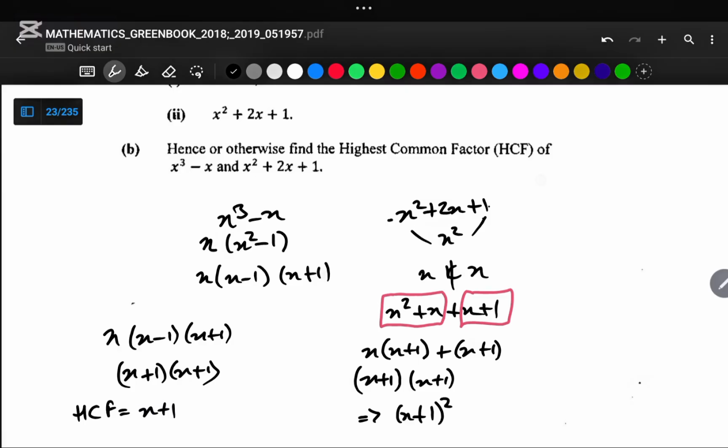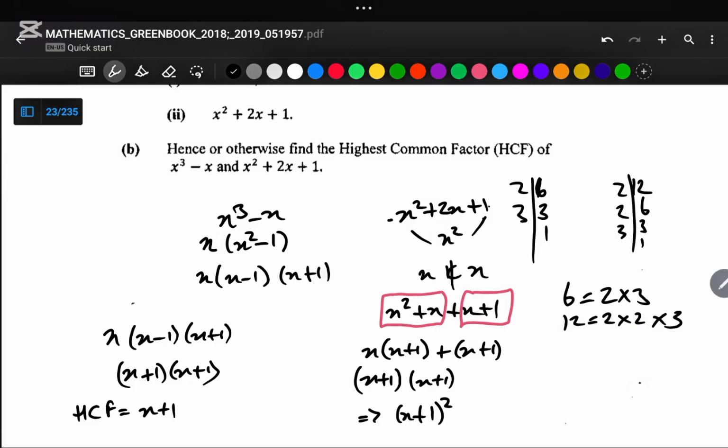In the same way, we can find the highest common factor if we have 6 and 12. 6 is equal to 2 by 3. And for 12, it is 2 by 2 by 3. So the highest common factor is 2 by 3, which gives us 6. So the highest common factor between 6 and 12 is equal to 6. The same way here, we can cancel the common factor. So the highest common factor is x plus 1.